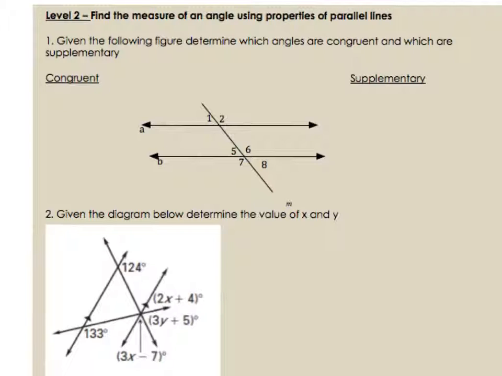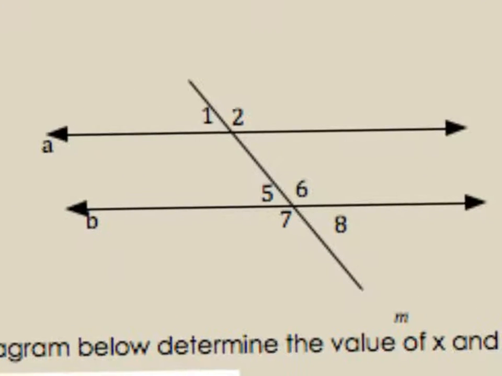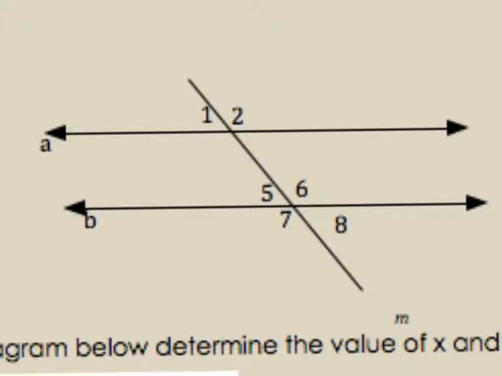So level 2s are finding the angle measurement using properties of parallel lines. The first one is just listing the angles that are congruent because the lines are parallel. I believe you guys did this last year, so I just want to do a quick refresh to determine which ones are congruent and which ones are supplementary if you have parallel lines. If we zoom in here, A and B are parallel, which means they run in the same direction.